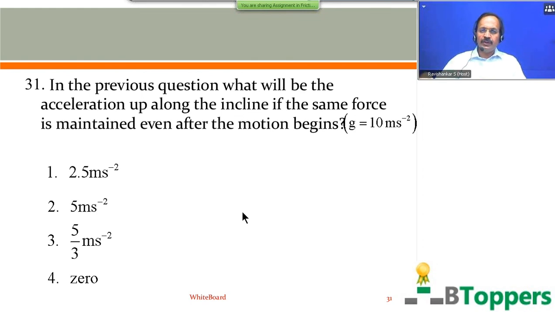Come on, try this. Both questions 30 and 31 come under one of the special cases which I have discussed earlier for motion on the rough inclined plane. Come on, try this question. You have to take g as 10 meter per second square.